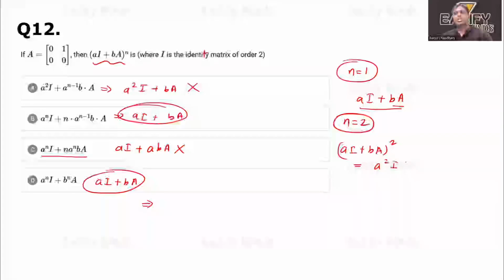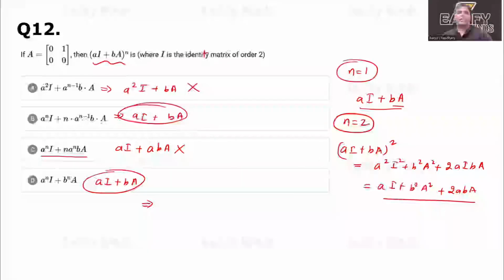That is A squared I squared + B squared A squared + 2AIBA. So A squared I squared is I, B squared A squared + 2AB, I into A is A. So this we are getting. Let's check with this option, n equal to 2. We are getting A squared I and + B squared A, so this is not correct. Now let's check with this one.